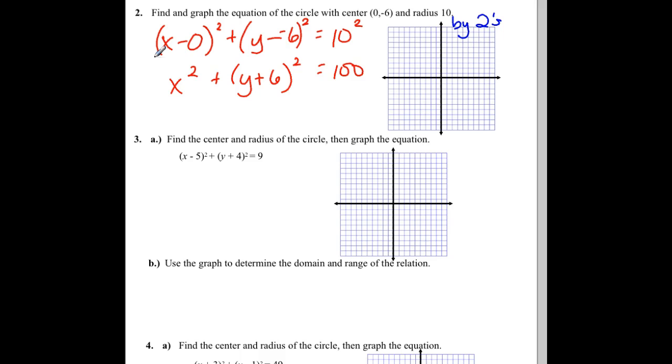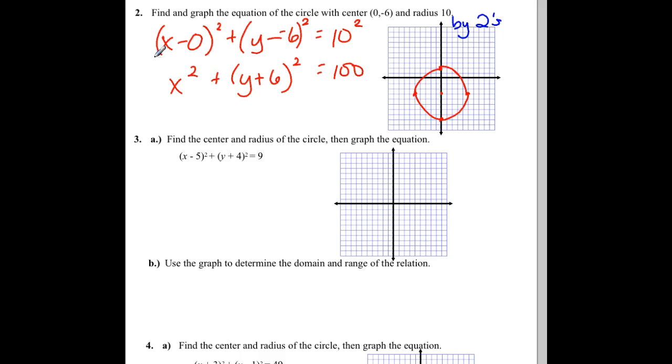All right. I said to go by 2's for our graph, so (0, -6) is actually only going to be down 3. And then if we're doing a radius of 10, we're really counting how many tick marks? 5. Yep. And then draw your circle in.